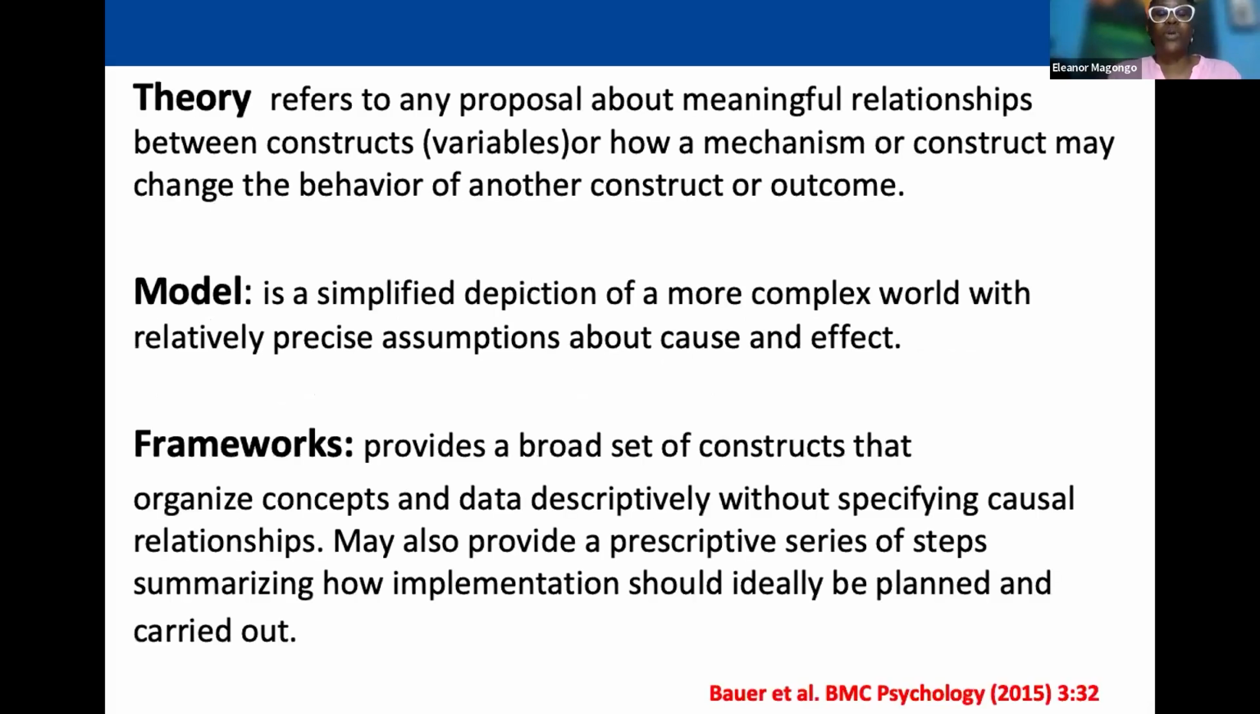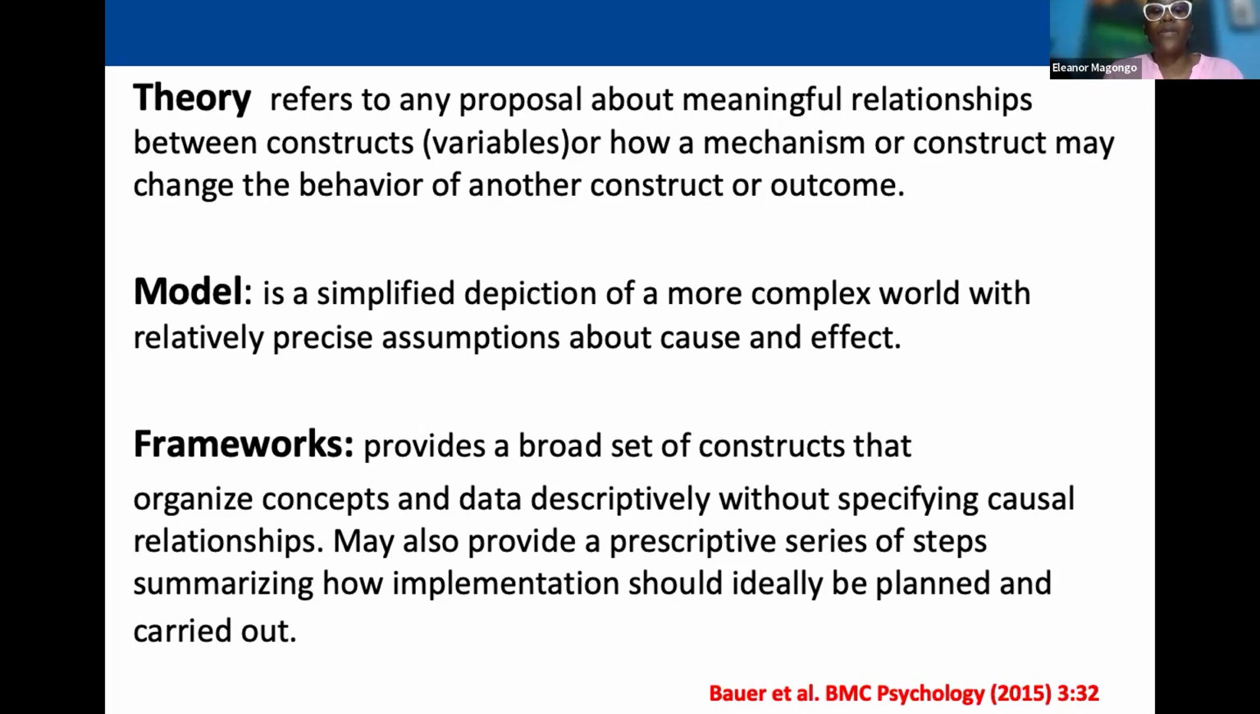So it's important for us to understand these definitions. When we talk about theory, it refers to any proposal about meaningful relationships between constructs, variables, or how a mechanism or construct may change the behavior of another construct or outcome. So you're basically trying to find out relationships, meanings. And in a model, we have a simplified depiction of a more complex world with relatively precise assumptions about cause and effect. So a model is helping you to understand the cause and effects. It is giving you like steps.